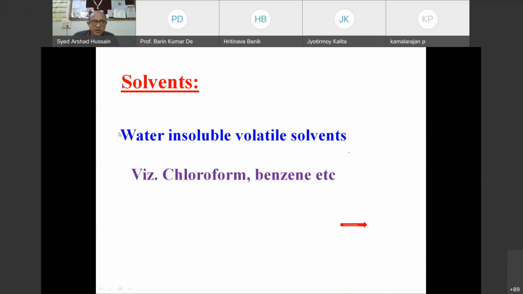Okay. So regarding solvents, first you have to prepare a solution of your materials using water-insoluble volatile solvents, say chloroform, benzene, etc. Because you will prepare a solution of your materials in the solvent, then you will put the solution on the water surface. If your solvent is water soluble, then at the same time the molecules also dissolve in water. That's why you need water-insoluble solvents.